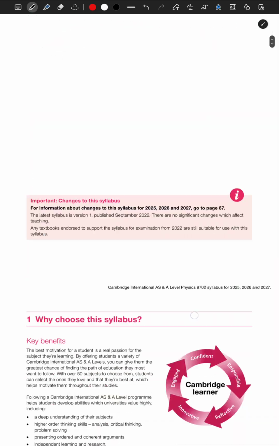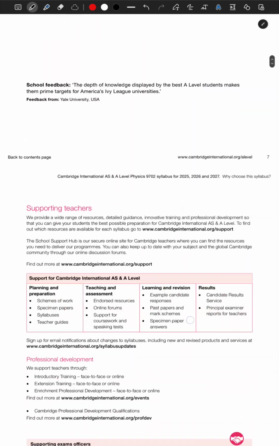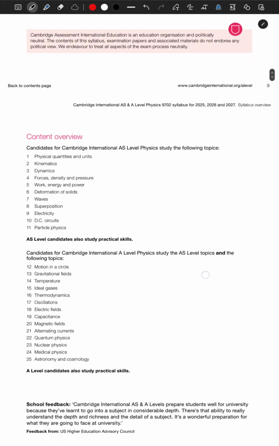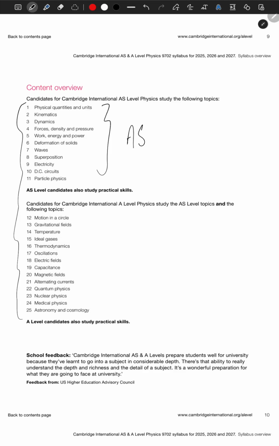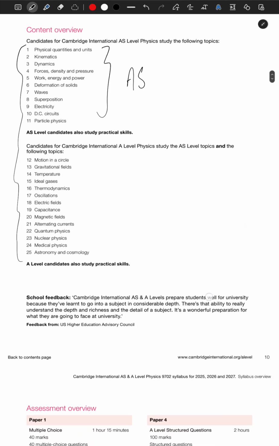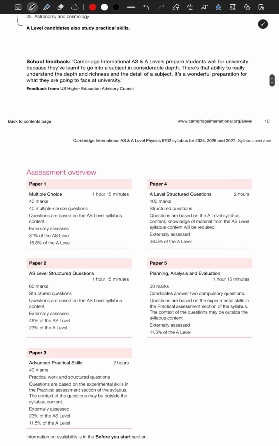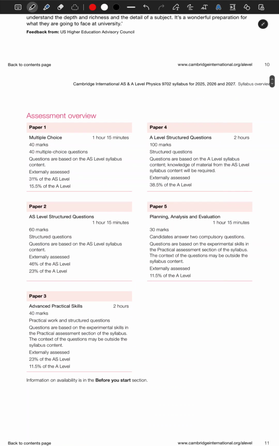Let's see. First, what topics are covered in physics. As you see here, topic 1 to topic 11 is for AS students only. And for A-level students, you need to know everything, including the AS topics. So everything. Now let's see the papers that you're going to take part in.